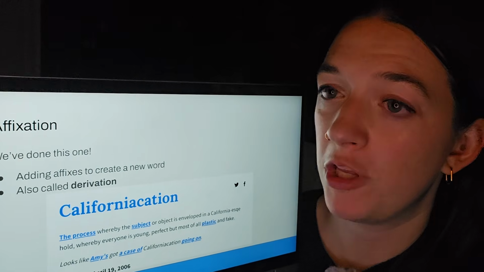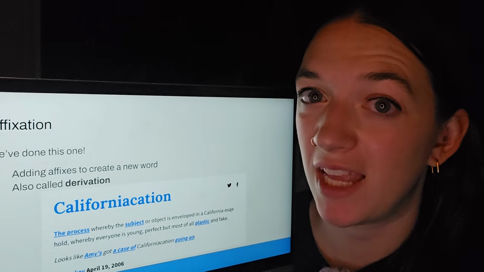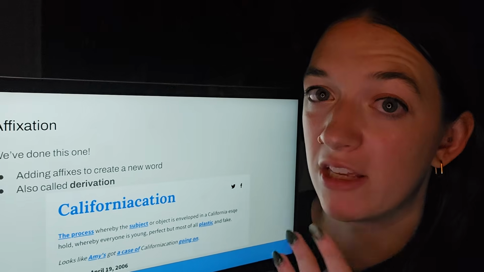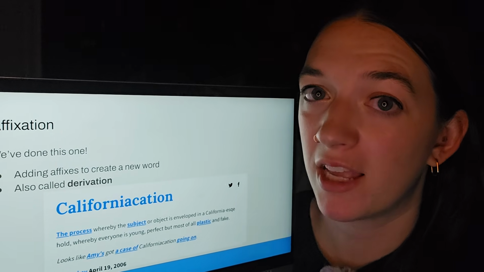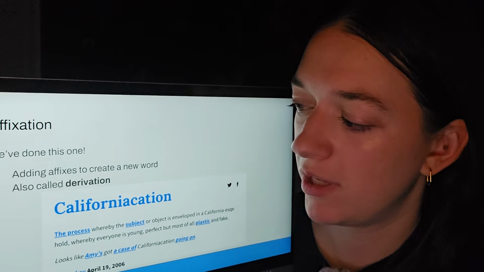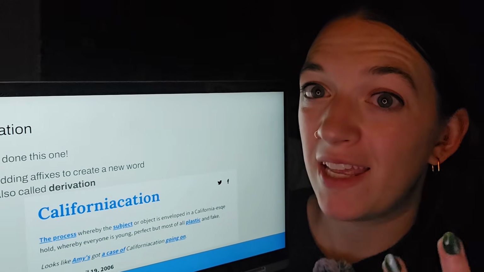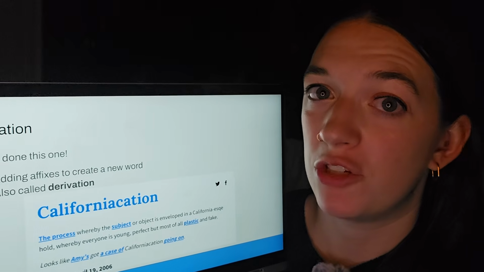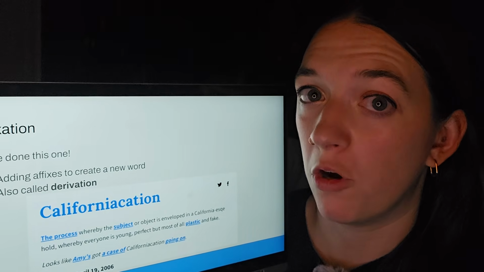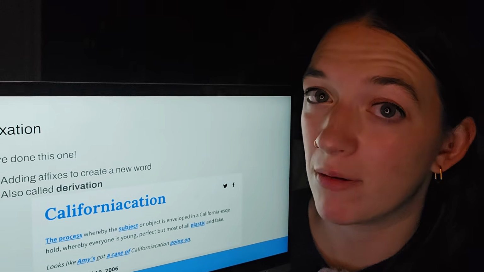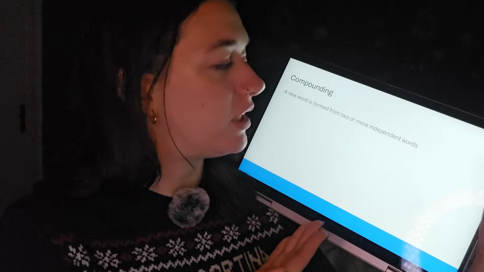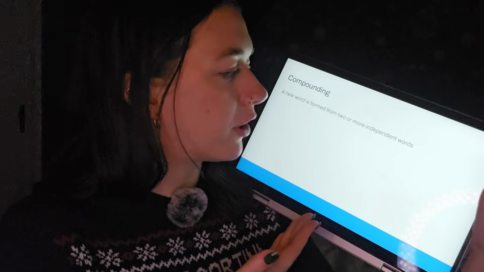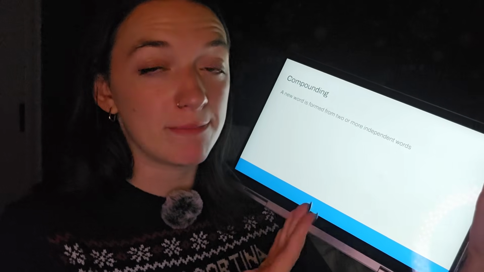So for example, you could add ication to the end of something in order to make it a verb, like the Red Hot Chili Peppers song, Californication. You could also add ify to the end of something to make it a verb, or ize to the end of something to make it a verb. We also have compounding, which is when a word is formed from 2 or more independent words.